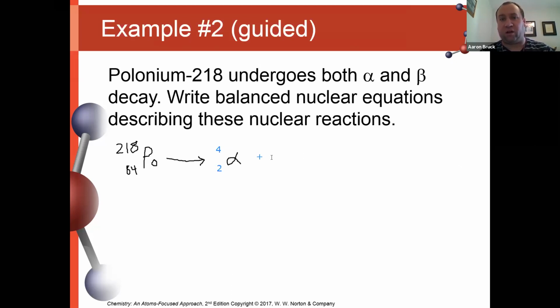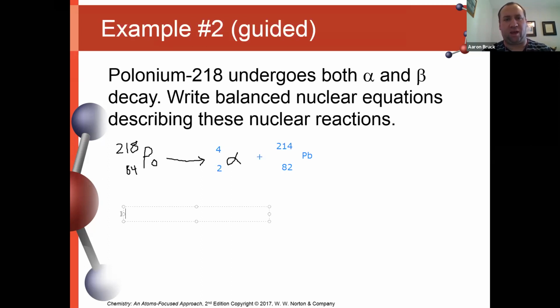Now, to figure out the daughter nucleus here, we're going to have to do our subtraction. 218 minus 4 is 214. 84 minus 2 is 82. And element number 82 is lead, Pb. So this is the equation for the alpha decay of polonium.